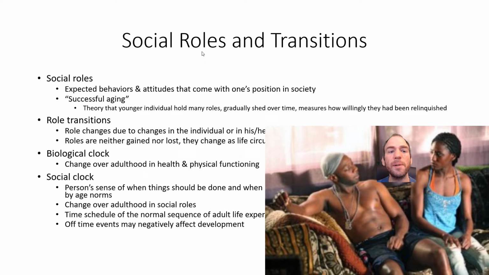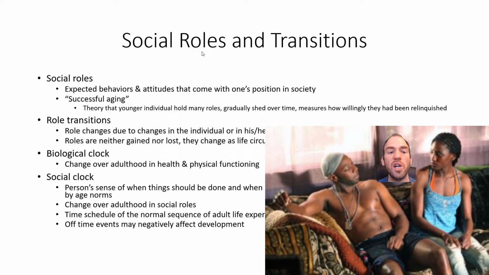Social roles: expected behaviors and attitudes that come with one's position in society. Successful aging: a theory that younger individuals hold many roles, gradually shed over time, and it measures how willingly they had been relinquished. Role transitions: role changes due to changes in the individual or in his or her life or circumstances. Roles are neither gained nor lost, they change as life circumstances change.